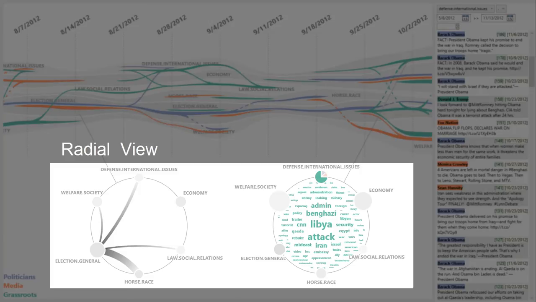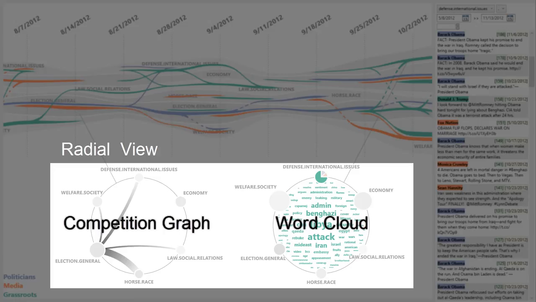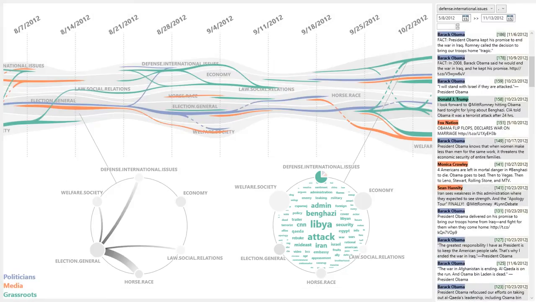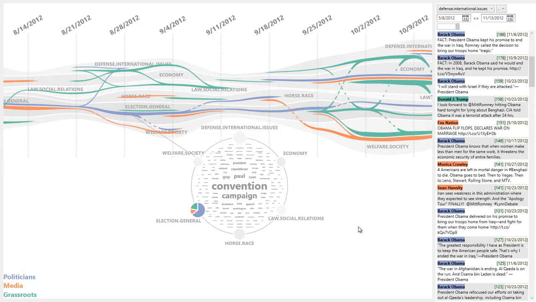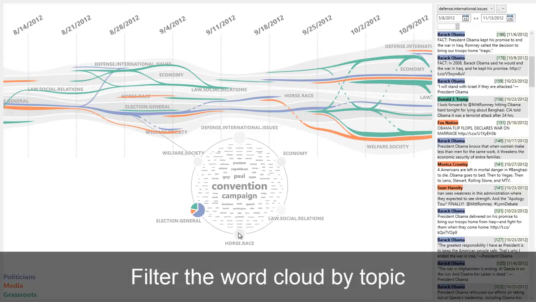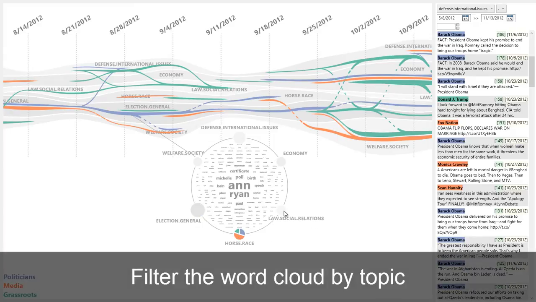The radial view displays the pairwise competition among the topics at a time point, and a word cloud visually summarizes the textual content of the tweets at a time point. A list of tweets is also displayed, showing the raw data. The system supports a rich set of user interactions. The user could filter the word cloud by topic and opinion leader group.